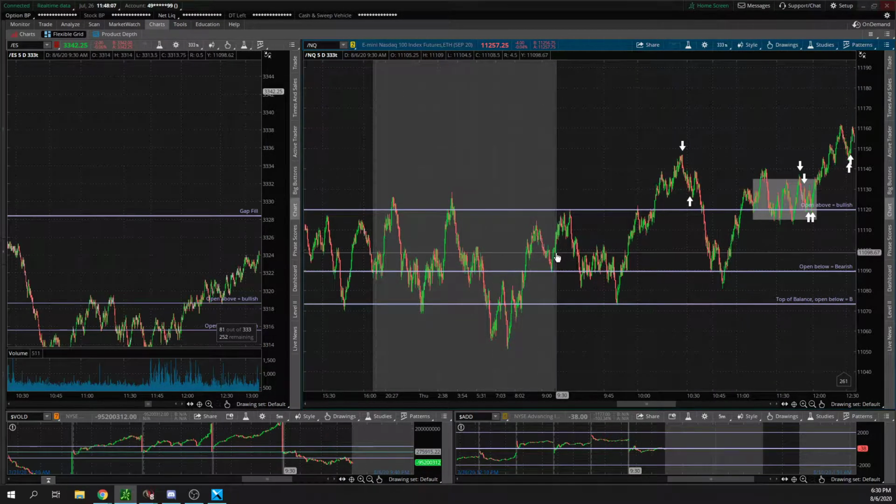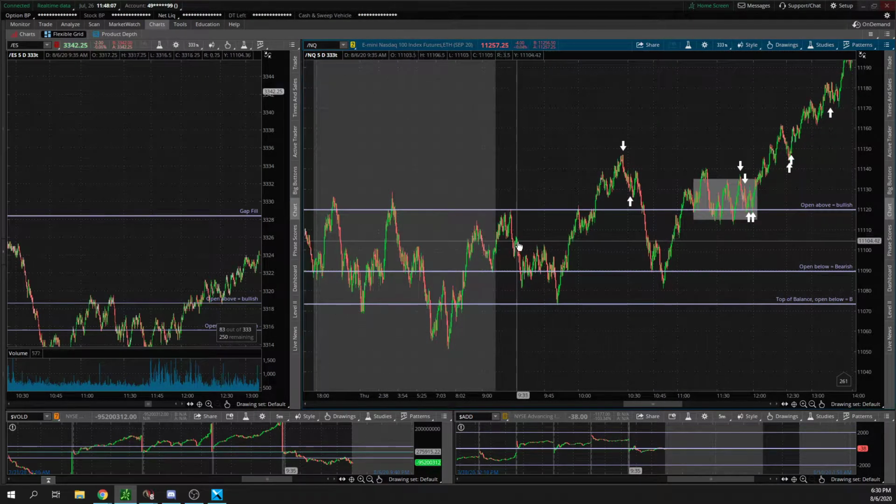Okay, as you guys can see, we opened kind of in the middle, right? So we had a little bit of an indecision at the open. Okay, so the market didn't really know where it wanted to go. Okay, so we kind of traded down a little bit. Okay, we tested the lower prices.